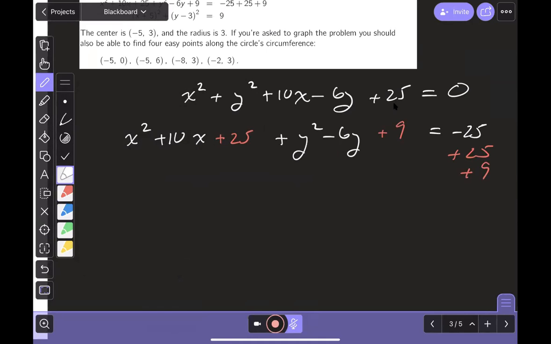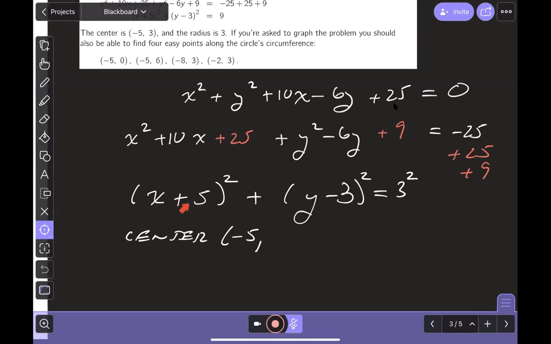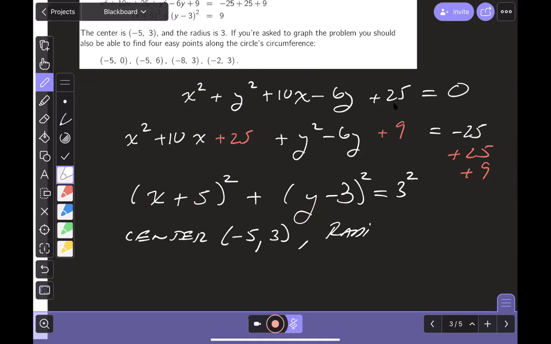Let's write down what we get. We get a bunch of perfect squares. And what do we get? X plus 5 squared plus y minus 3 squared. And if you add that together, you get 9, or 3 squared. All right. So what's the center? It's fairly easy to read. The center is going to be minus 5, again, that's where this thing becomes 0. And where does this become 0? At 3. What's the radius? The radius is r, and it's equal to 3.